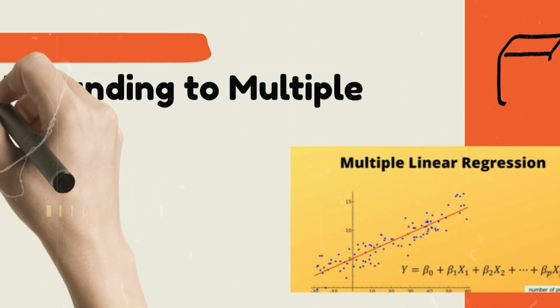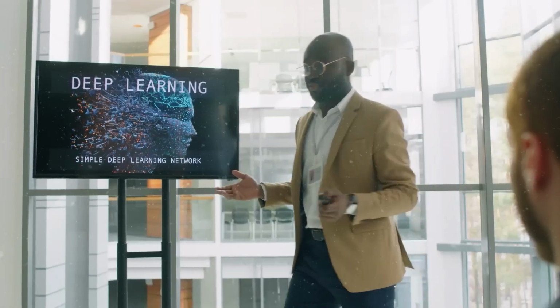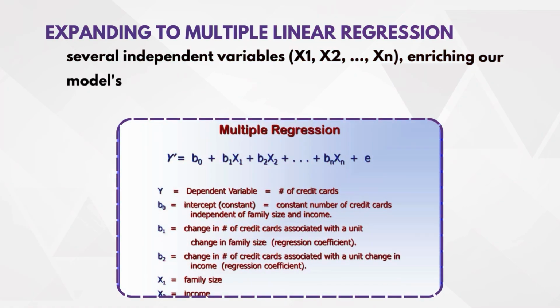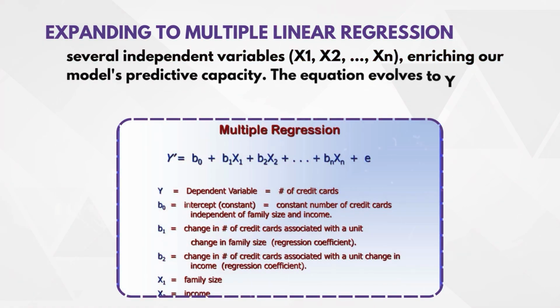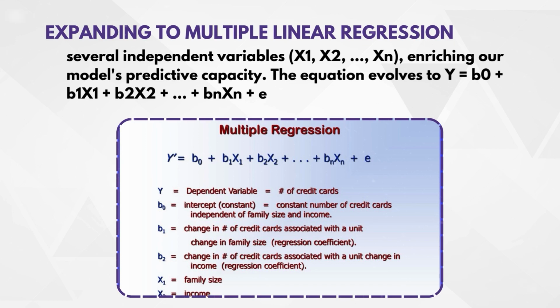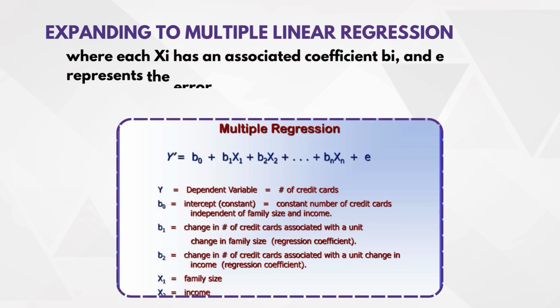Expanding to multiple linear regression. Real-world scenarios often involve multiple predictors influencing the target variable. Multiple linear regression extends the concept to accommodate several independent variables, x1, x2, xn, enriching our model's predictive capacity. The equation evolves to y equals b0 plus b1x1 plus b2x2 plus bnxn plus e, where each xi has an associated coefficient bi and e represents the error term.